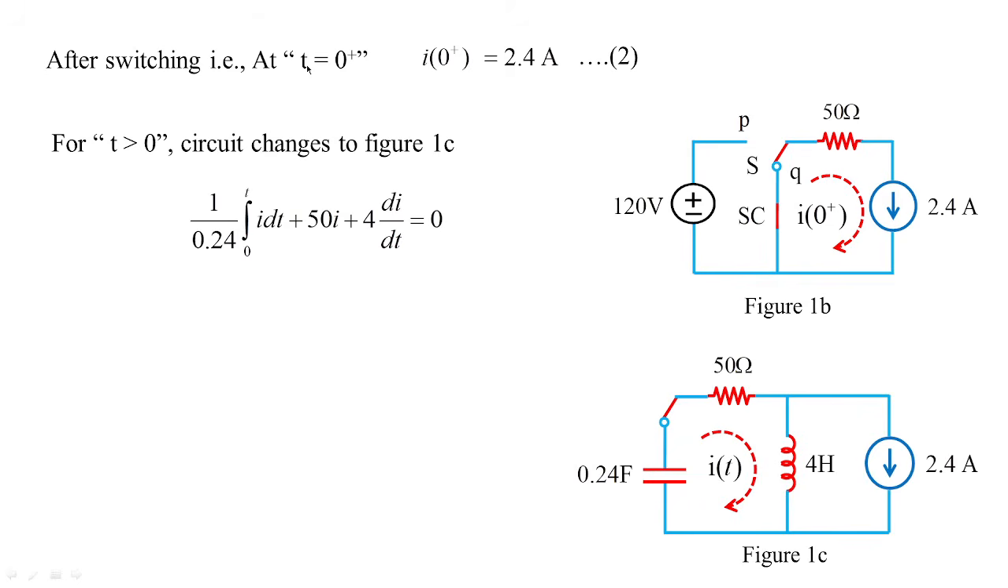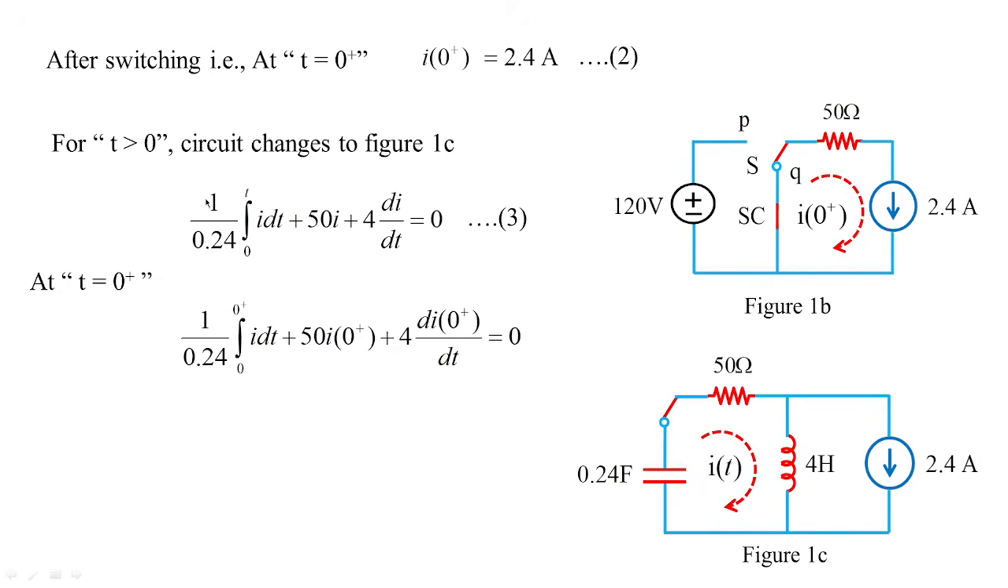Now what do we know? We know that exactly at t equal to 0 plus, the value of current is 2.4, and the voltage across the capacitor, because it is shorted, will be 0. So in this equation 3, we are going to apply the t equal to 0 plus condition. This is how the equation will be framed. You have 1 by C, 1 by 0.24, integration from 0 to 0 plus of i dt. Now this term is 0. Why? Before and after switching, the voltage across the capacitor was 0. We need to concentrate on that during this switching action. So this voltage goes to 0, plus 50 i of 0 plus, which is nothing but 50 multiplied by 2.4, the drop across this resistor, plus 4 di by dt at 0 plus equal to 0.